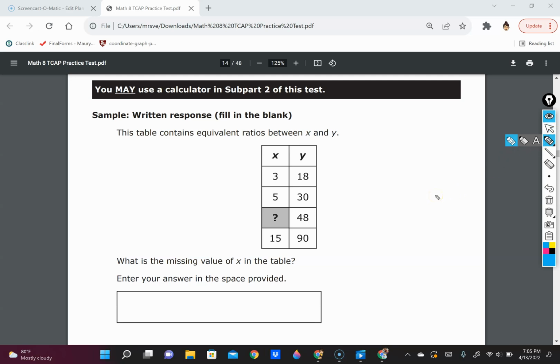Math 8 TCAP Subpart 2, Sample Question. The table contains equivalent ratios between x and y. Find the missing value of x.